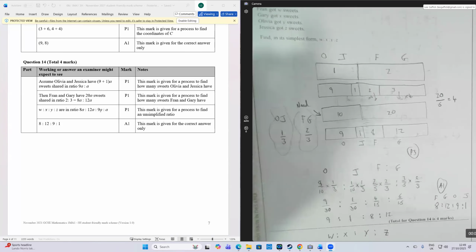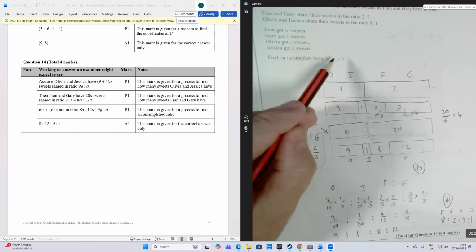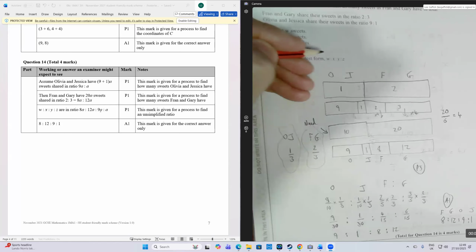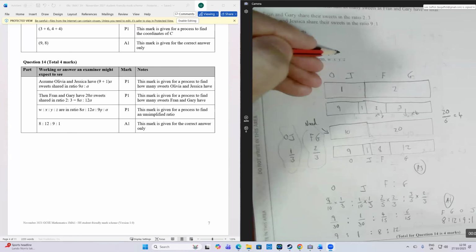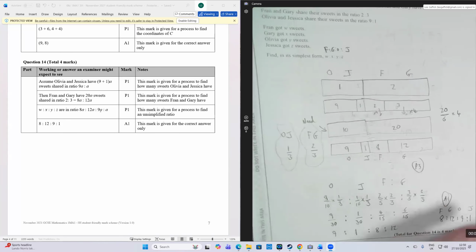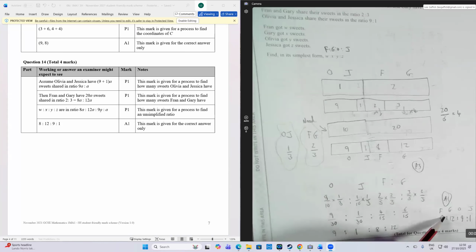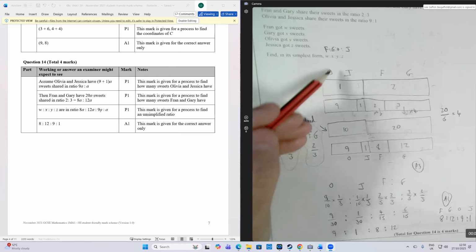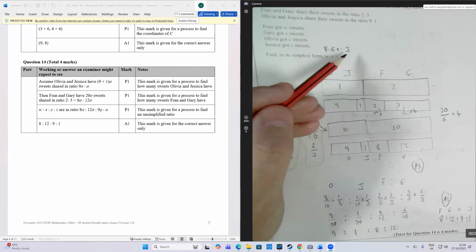But we've got to be careful because the question asks us to work out the ratio of W to X to Y to Z. So that is the ratio of Fran to X, which is Gary, to Y, which is Olivia, to Z, which is Jessica. So be careful because that's not the order they're given in the question. So we've got to do Fran first. Fran had 8. Then Gary. Gary had 12 parts. Then Olivia. Olivia had 9 parts. And finally, Jessica. Jessica had 1 part.